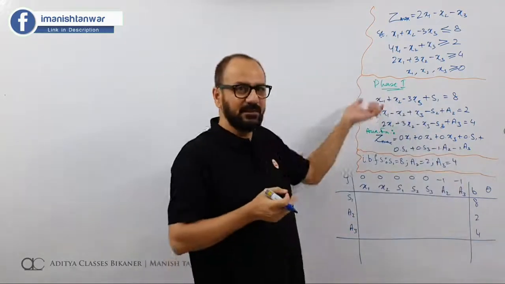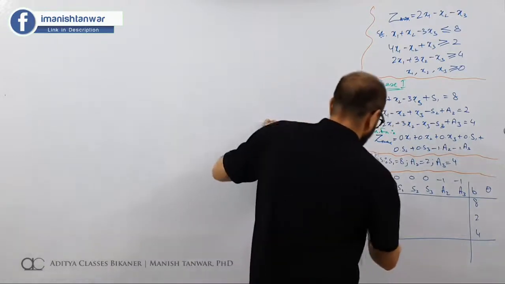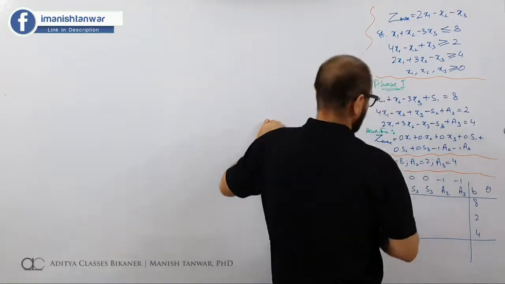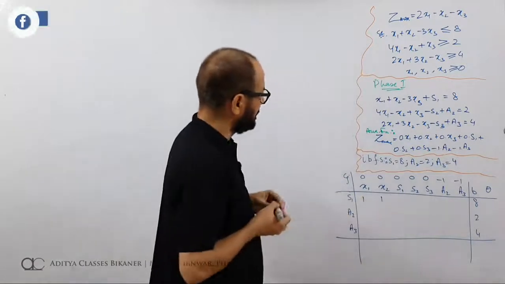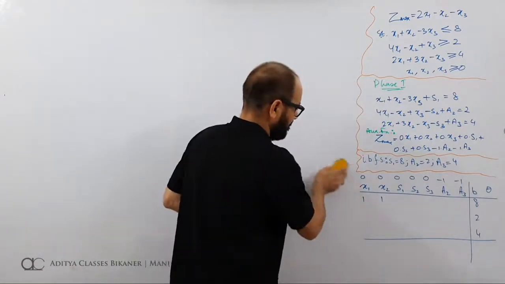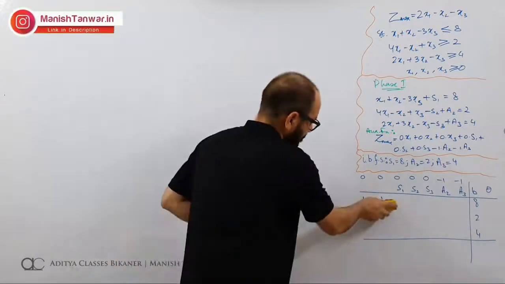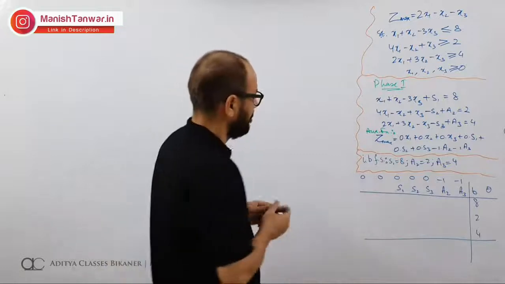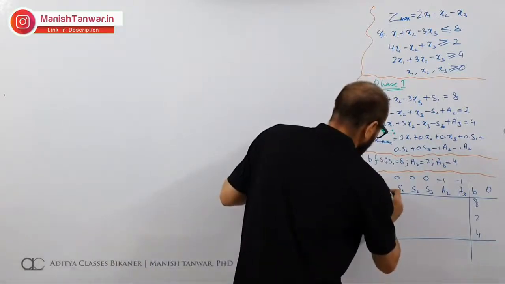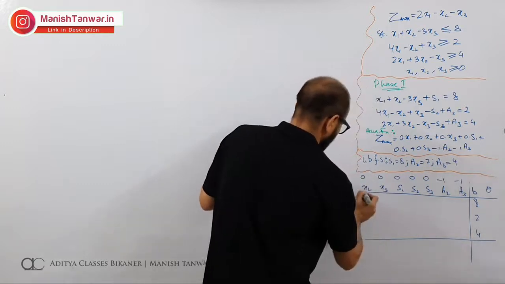And now let me put in these constraints. So it is 1, 1, minus 3, 1, 1. Oops, there is an X3 also. We missed it. We have X3, X2, X1.